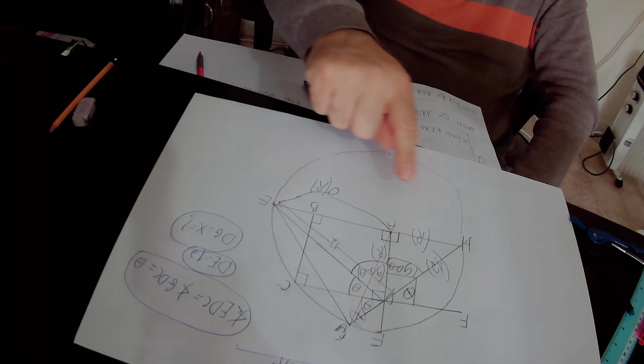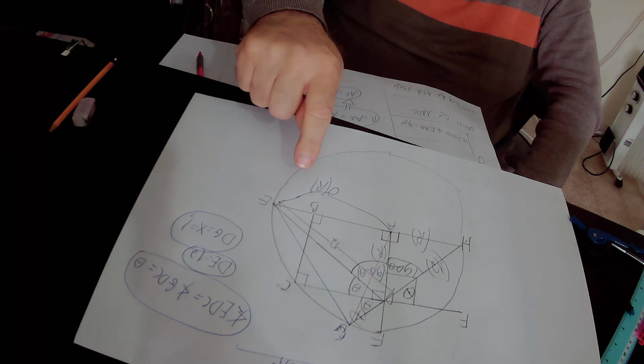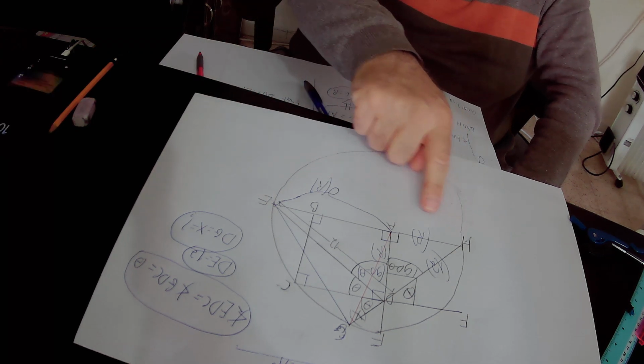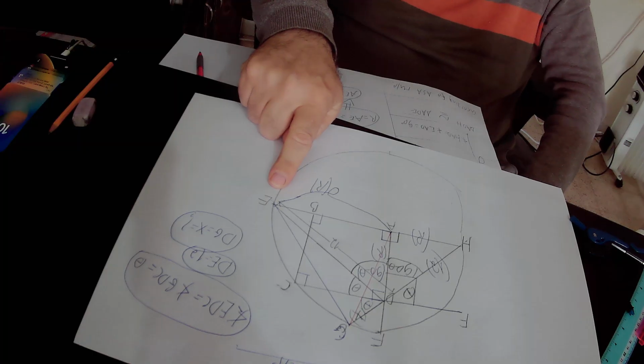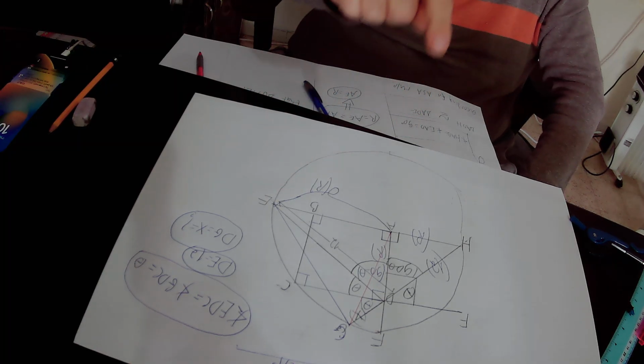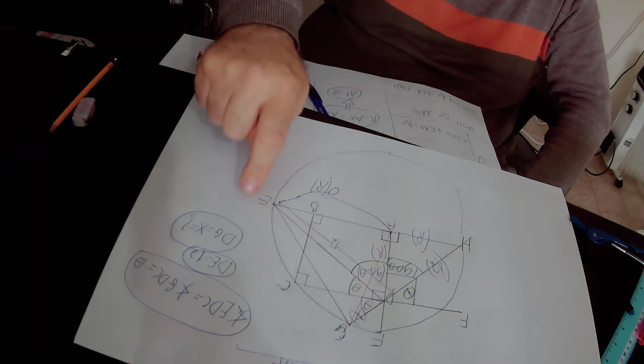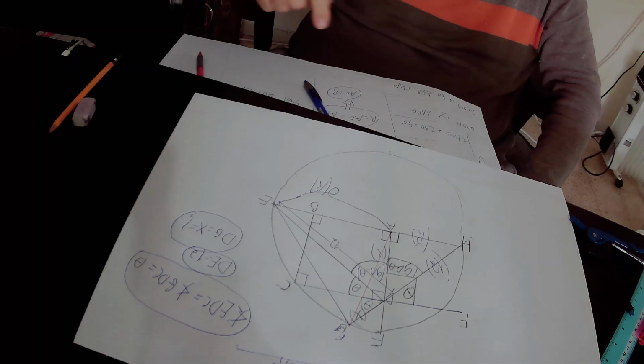And we have peripheral angle HGE subtended on HE, that is the diameter of the circle. And we know that any peripheral angle that is subtended on the diameter of the circle must be equal to 90 degrees. Therefore, peripheral angle HGE is equal to 90 degrees in size.